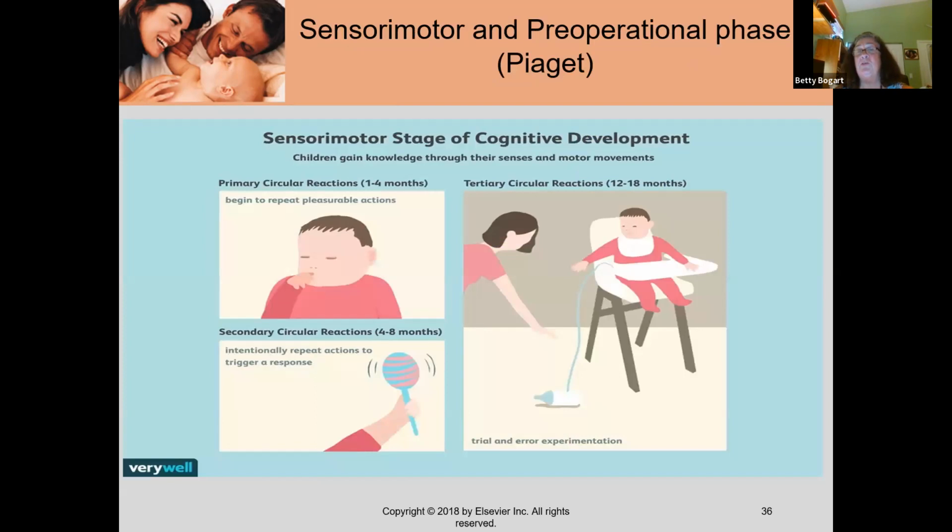Now, sensory and motor stages of cognitive development in Piaget. The primary circular reactions are where they repeat pleasurable actions: sucking, chewing, pacifier. That gives them a sense of comfort. Secondary is like they took the rattle and shook it and made a coo, and the parent goes, oh, look, they're playing with the toy. They're going to do it again because they got a reaction.